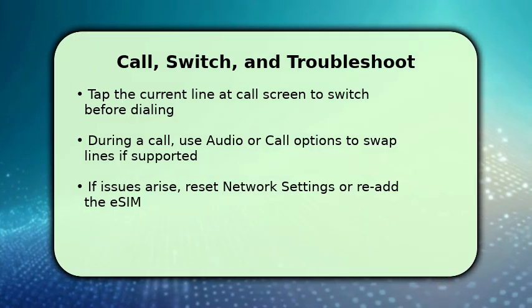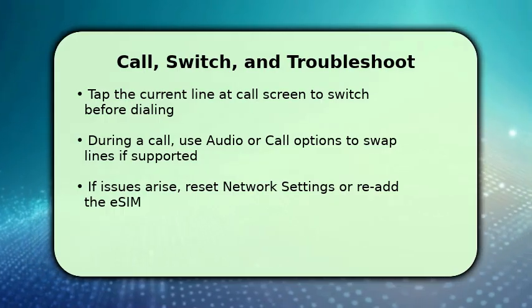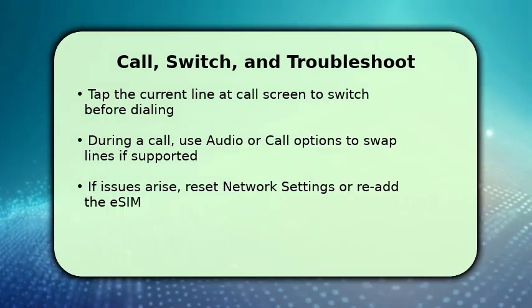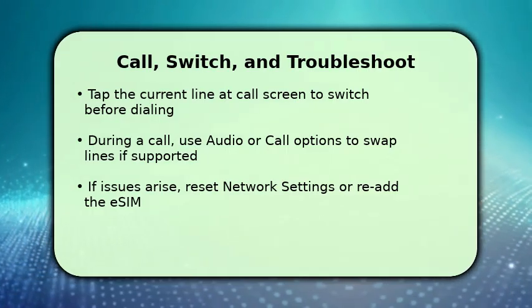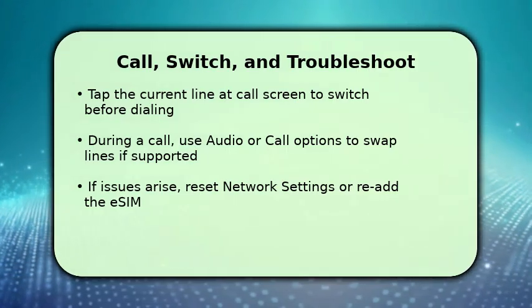If calls fail or a line won't register, reset network settings, toggle airplane mode, or remove and re-add the eSIM. This commonly clears provisioning errors and restores dual SIM.